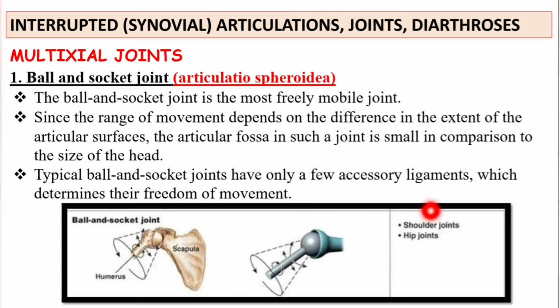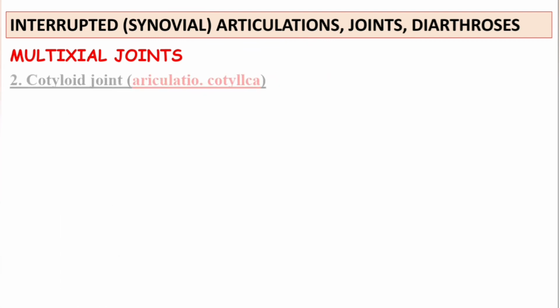That's the shoulder joint. The hip joint is a special kind of ball and socket joint, right? It's actually classified separately, called a cotyloid joint. Why? The only difference is about the depth, right? So let's look at it.